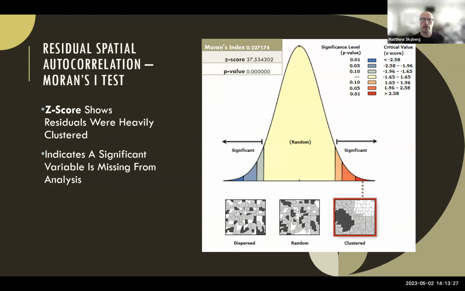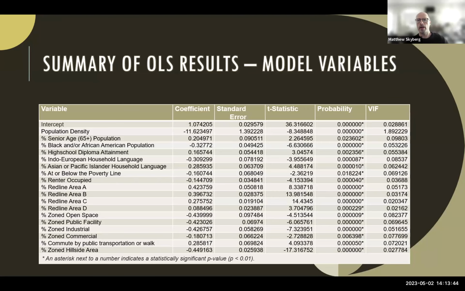Analyzing the spatial autocorrelation with the Moran's I tool, we can see that the residuals were far beyond the acceptable Z-score, and they're significantly clustered. And this confirms that a key variable is missing, causing this misspecification. So the OLS summary shows us that the VIF was well below 7.5 for all the model variables, and there's no significant redundancy among variables, and all variables were statistically significant.